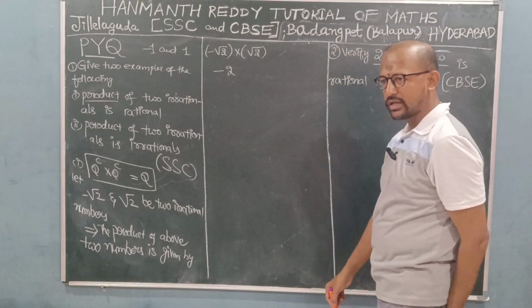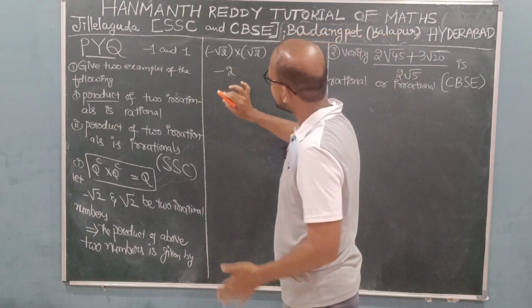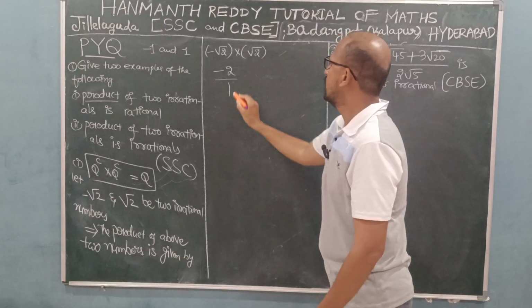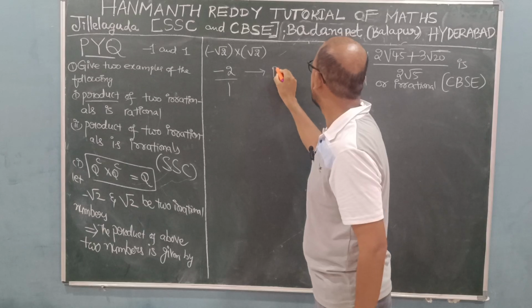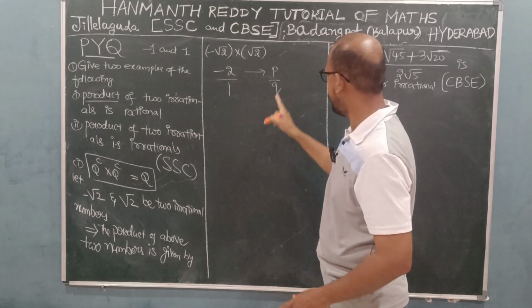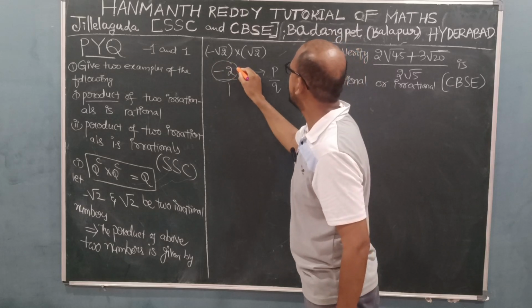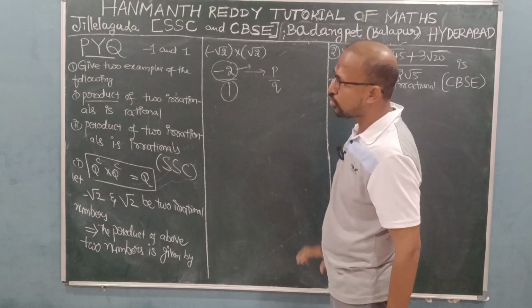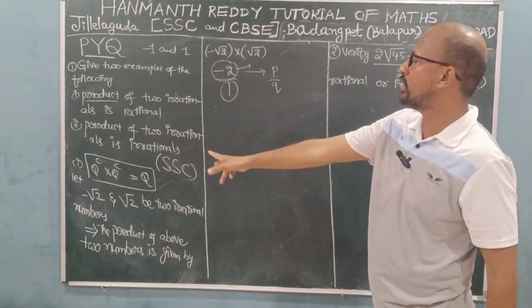Is it rational or irrational? Let us discuss very clearly. This can also be written as minus 2 by 1. So minus 2 is in the form of P by Q, where P is minus 2 and Q is 1. Here P is a negative integer, Q is a positive integer, and both are co-primes.